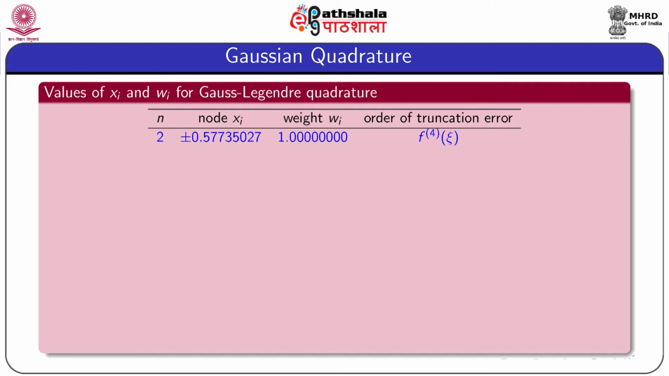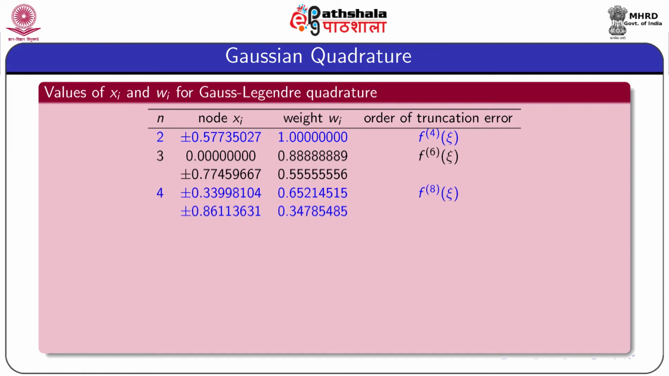For n equal to 2, the nodes are plus minus 0.57735027 and weights are 1, and the order of truncation error is f4 at xi, that means fourth derivative of f at xi. This truncation error indicates that the 2-point Gauss-Legendre quadrature formula gives exact answer when the integrand is a polynomial of degree up to 3. And for n equal to 3, the nodes and weights are given by these values, and the truncation error is the 6th derivative of f at xi, that means the 3-point Gauss-Legendre quadrature formula gives exact results for polynomials up to degree 5.